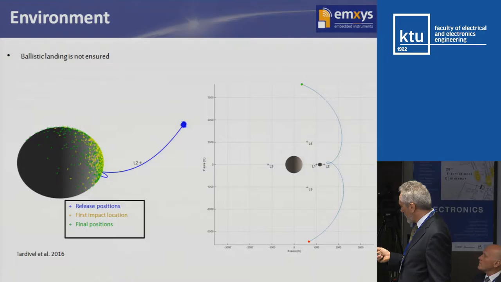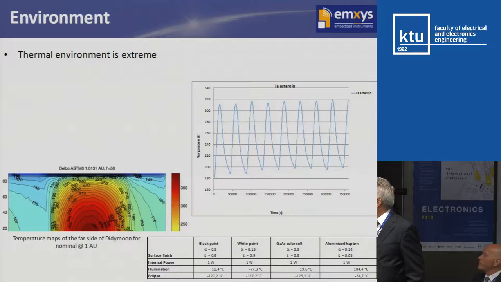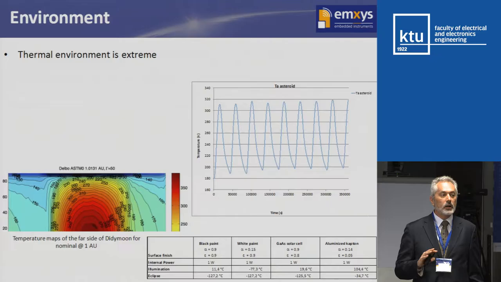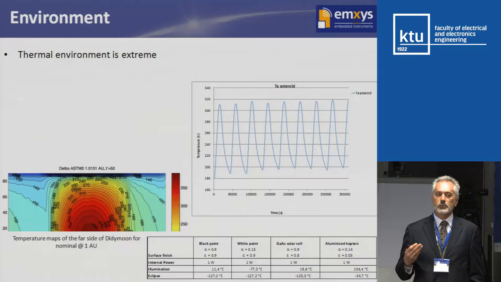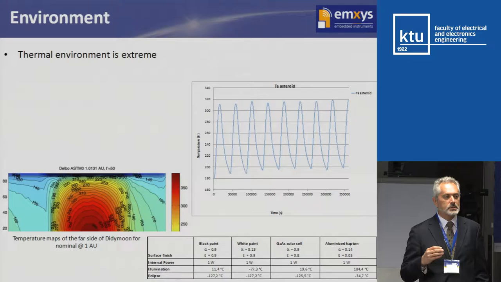So if we end up on the surface, we'll have to cope with the extreme environment around the asteroid. From the thermal point of view, this is a thermal model of the asteroid, just a model of what we suppose to be the thermal environment around the asteroid. If you think of the Earth, it is actually a very balmy environment. The Earth keeps heating up the bodies orbiting it, even when they are under eclipse, because the Earth radiation, even on the dark side, is very, very high. So it's very easy for a satellite to keep its temperature more or less constant when orbiting the Earth.